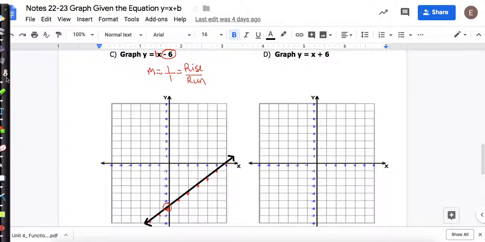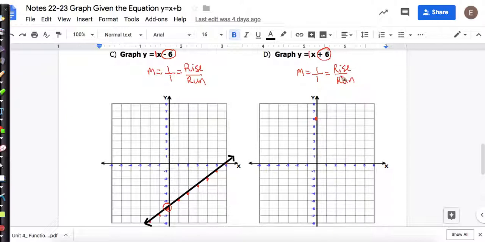Okay, and our last and final example, graph y equals x plus 6. Okay, so I have an ending here, so we're going to circle the +6. That is the y-intercept, and it's +6, so I know I'm going to start at +6, right here. And there's no number in front of the x, so I'm going to put in a 1. So the slope is 1. What can I put underneath? A 1. So then now I have a run, and we're going to write rise over run.